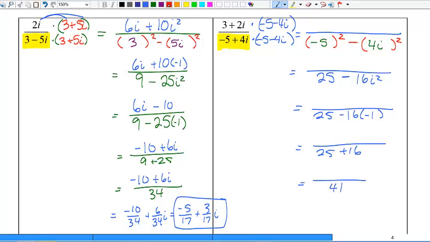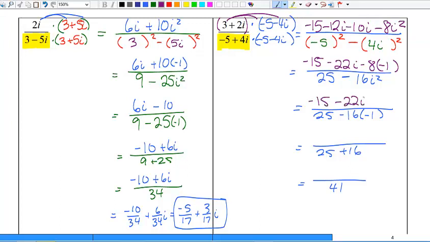Now that I've successfully got the denominator to not have any imaginary numbers in it, I can go back and distribute the numerator. I can't use a shortcut on this because this is not a conjugate pair in the numerator. I have to do it the long way, so I have negative 15 minus 12i minus 10i minus 8i squared. So negative 15, the 12i and the 10i add to negative 22i. And the i squared I can also turn into a negative 1, which gives me negative 15 minus 22i plus 8. A negative 8 times a negative 1 is a positive 8.